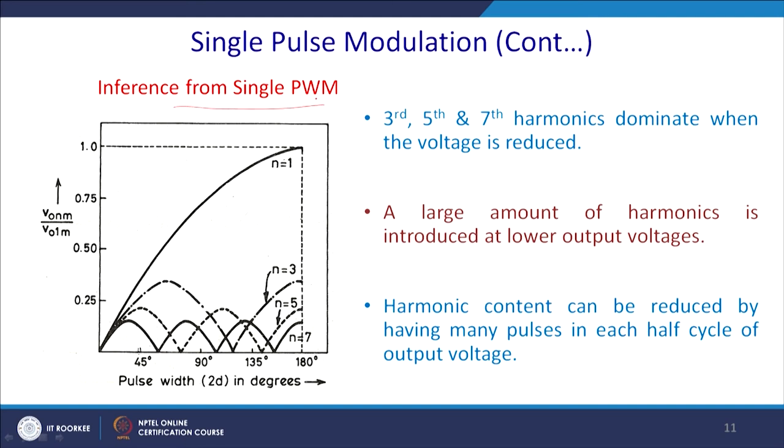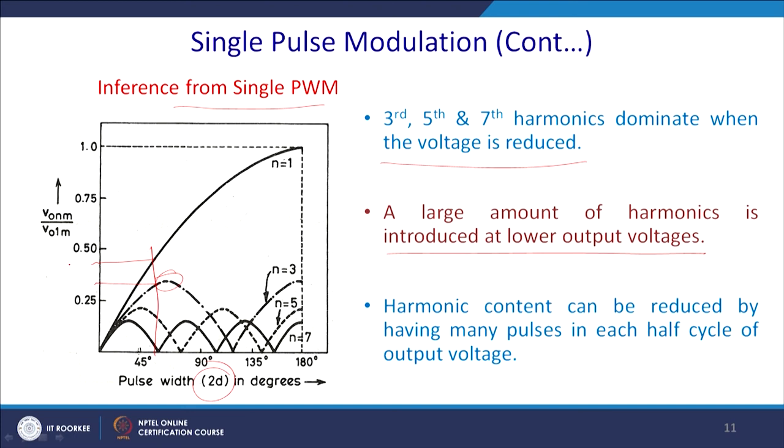In single PWM, the third, fifth and seventh harmonics dominate when voltage is reduced. Once the voltage is reduced, you are squeezing, so a large amount of harmonics is introduced at the lower voltage range. You can see that this is the value of 2d. If 2d goes to 180 degrees, then there is considerably less of the other harmonics. But if you come to this point, 45 degrees, then you can see that this one corresponds to the third harmonic. The third harmonic is having a value of, let us say, 0.3 or 0.4, and this will have a value of 0.47.